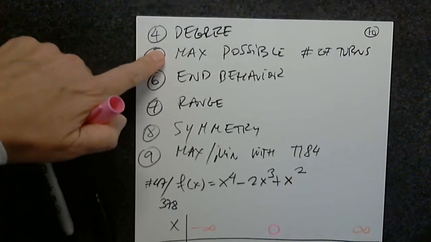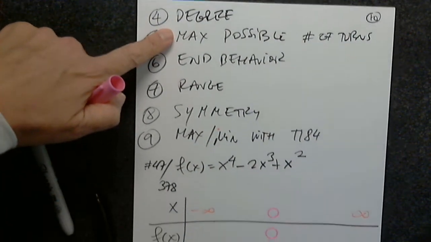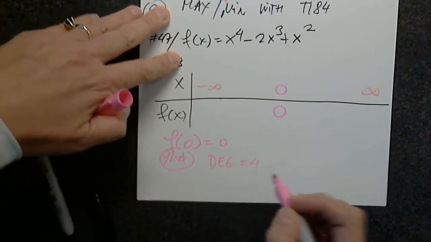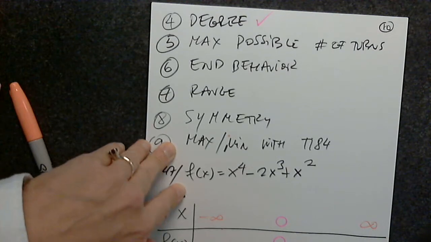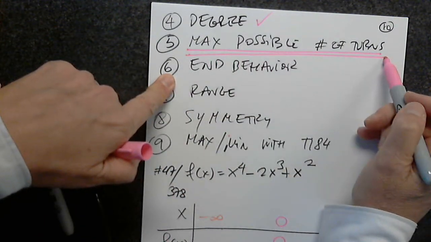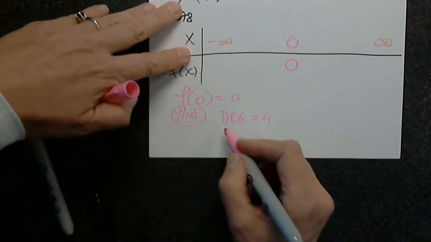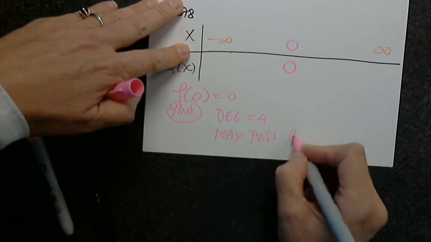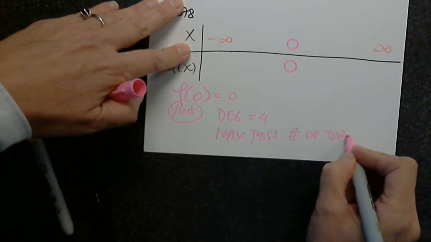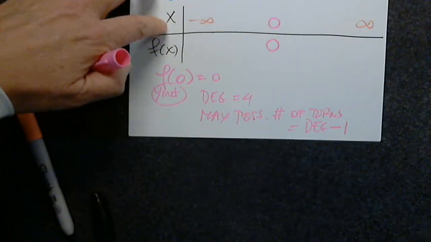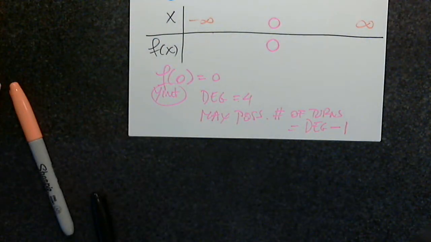I would like to continue with the degree. Can anyone give us a degree? Excellent. Degree is 4. The maximum possible number of turns, as Taylor said, is the degree minus 1. If the degree is 4, this function cannot have more than 3 turns.